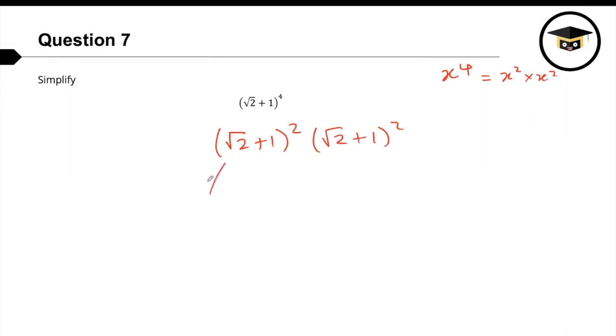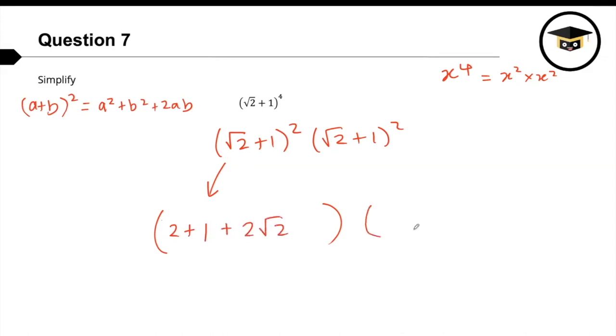So we can use that same idea over here. For this first set of brackets, we just use our a plus b all squared, remember? a plus b all squared is equal to a squared plus b squared plus 2ab. If we use that, square the root 2, we get 2. Square the 1, we get 1. And then 2ab, so 2 root 2. Same thing with the second set, it's going to be the exact same. So 2 plus 1 plus 2 root 2, and then we end up with 3 plus 2 root 2 times 3 plus 2 root 2.